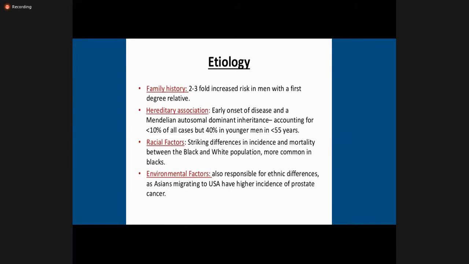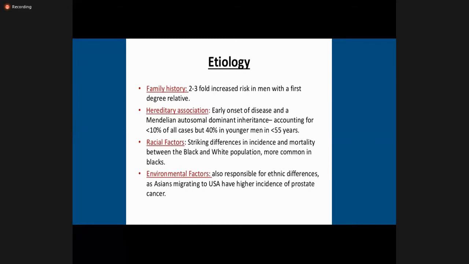Etiology. Family history is very important. There is a 2 to 3-fold increased risk in men with first degree relatives, early onset of disease, and Mendelian autosomal dominant inheritance, accounting for less than 10% of all cases, but 40% in younger men less than 55 years. This is a hereditary association.